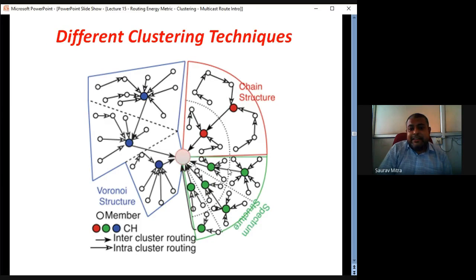So here different intra-cluster and inter-cluster things are there, and different types of structures. I cannot explain it all to you now, but just keep this diagram with you at present. In actual time, we will explain this.